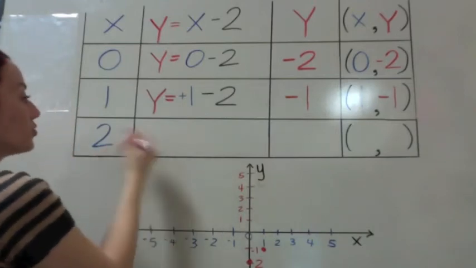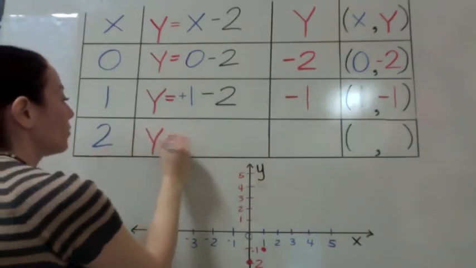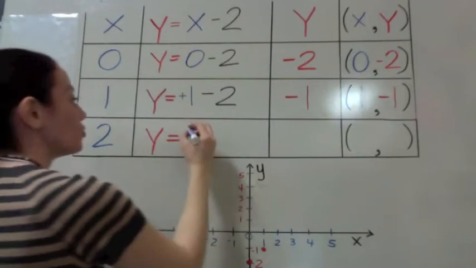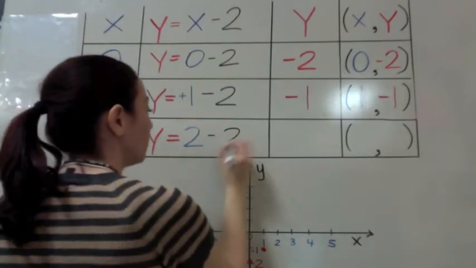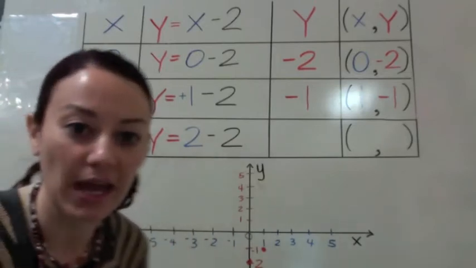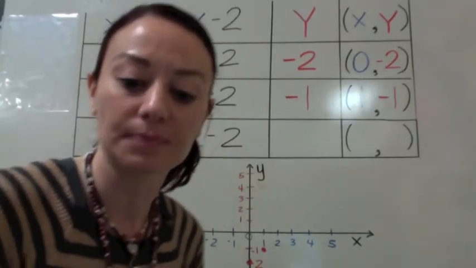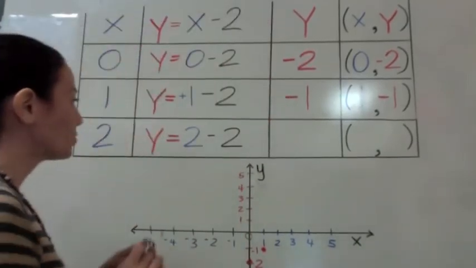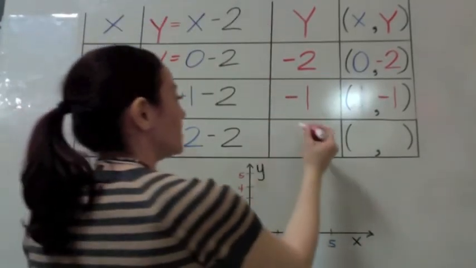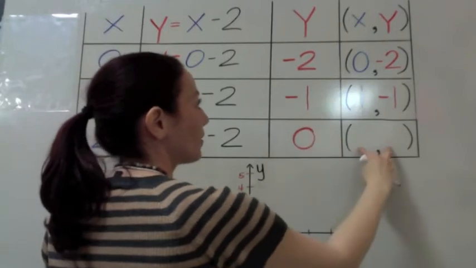So let's plug in 2. Y equals, what is x? X is 2. And now we're going to subtract 2. This should be pretty simple. What is 2 take away 2? 2 take away 2 is 0. Very good.